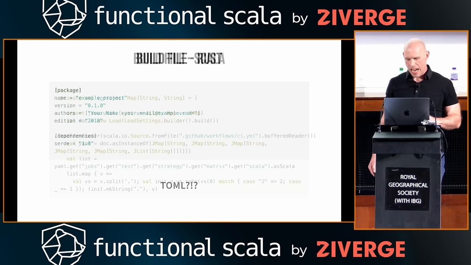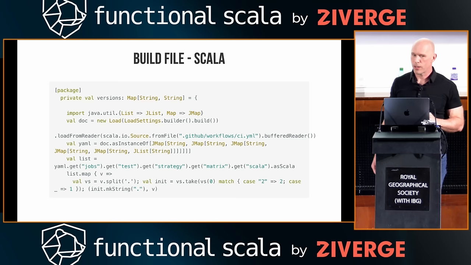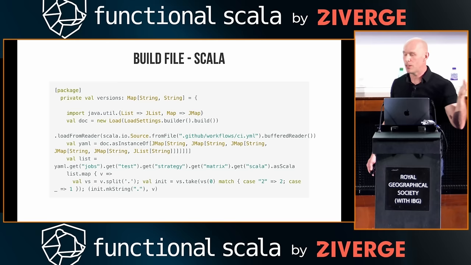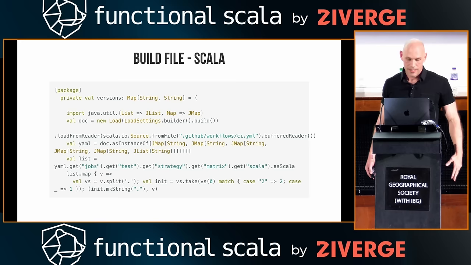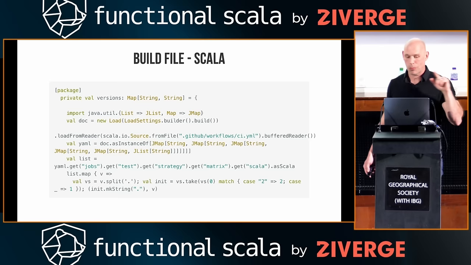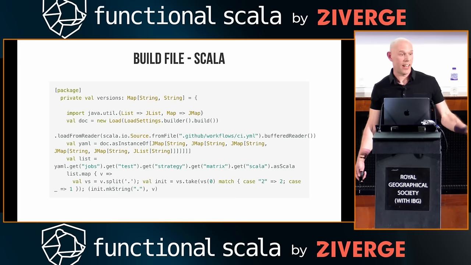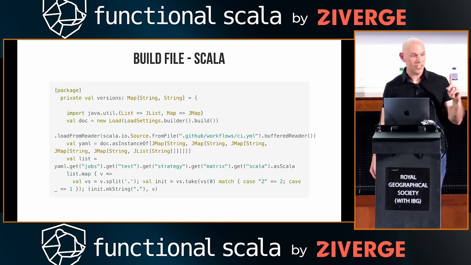And oh, we need to build some logic into this build file so we can do X, Y, and Z. And if you keep on going down that path, you end up with Scala, where you can embed anything you want into a build file. Your build file is code. In this case, this is an actual real build file from ZIO. We are loading a YAML file in the repository, parsing that, getting out a bunch of stuff, and trying to turn that into Scala versions by string matching. Yeah, we can do that. That's the advantage of build files as code. But the disadvantage is we can do that.